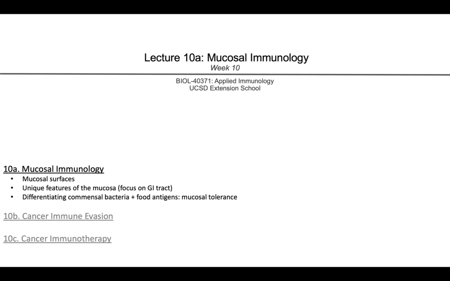Today's lecture 10a will introduce us to a set of specialized immune responses that are found specifically at some epithelial surfaces that are some of the first to interact with external pathogens, and these are called mucosal surfaces, or the mucosa. We will start off by defining mucosal surfaces, then discuss some of the interesting anatomical features, effector mechanisms, and regulatory mechanisms of mucosal immunity.